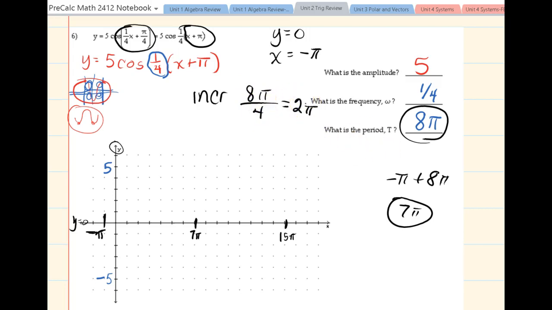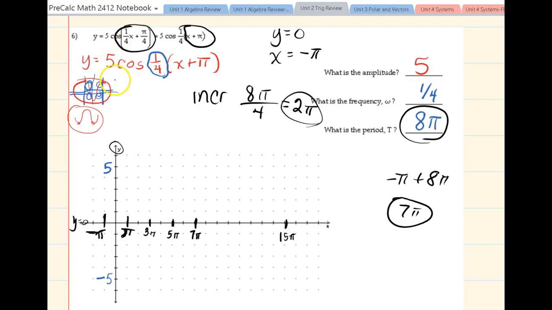So what does that mean to us? That I go here and I go 1, 2 and claim the distance is 2 pi, that's going to be at pi. I go 1, 2 and that's going to be 3 pi. I go 1, 2, that's going to be 5 pi. So notice my x values are going to be in increments of 2 pi's. So now we're ready to graph.